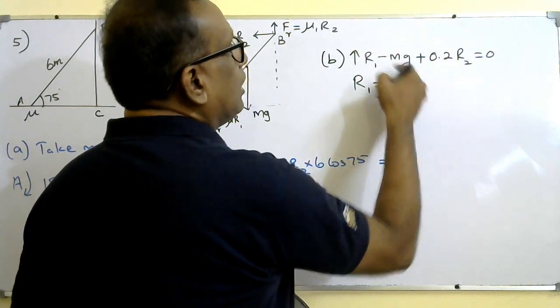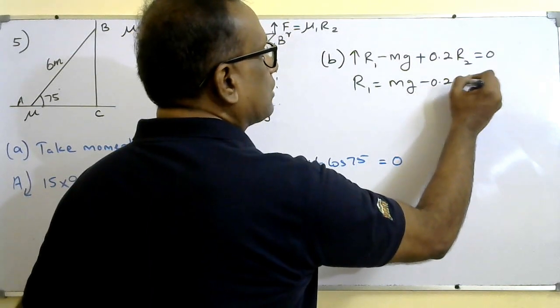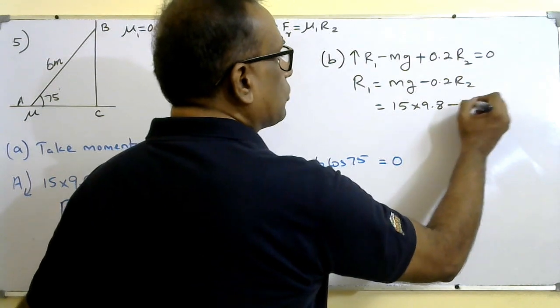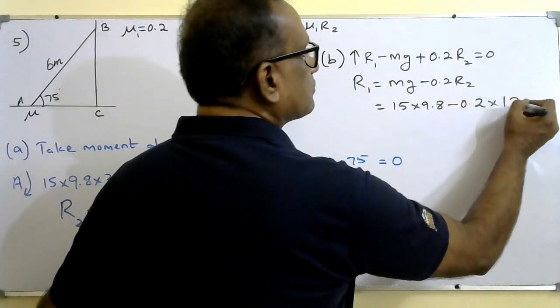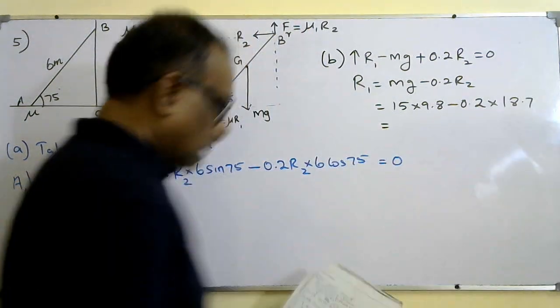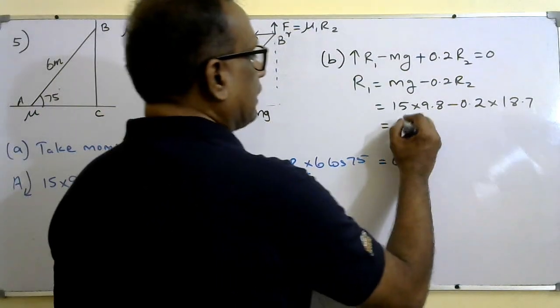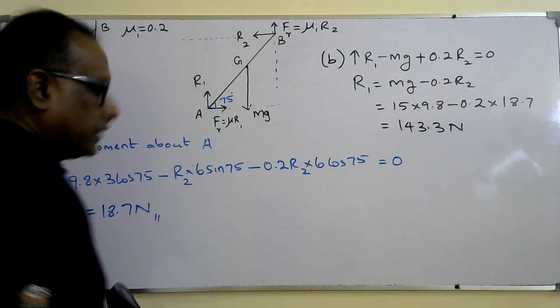So we will find R1. R1 is equal to, when you take it to the right, mg minus 0.2 R2, that is 15 into 9.8 minus 0.2 into R2, 18.7. So you will get R1, 143.3 Newton. That is R1.